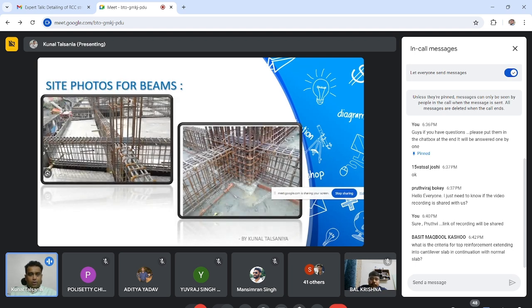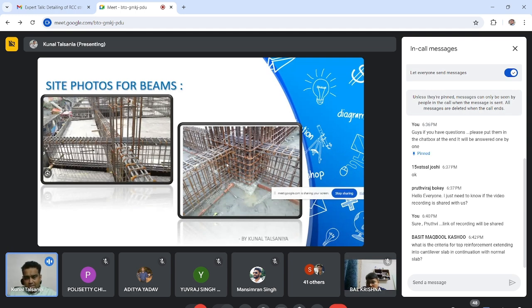Okay, this is the actual site visit photographs of beams. I think this is a cantilever beam, with back anchorage reinforcement, and the preparation is going on, where they make the beam cage first above the slab area, and then after finishing the caging detail, they lower this cage down into the actual position. So all beams are first prepared above the slab area, and then lowered into actual position.